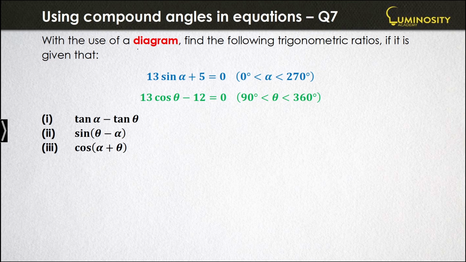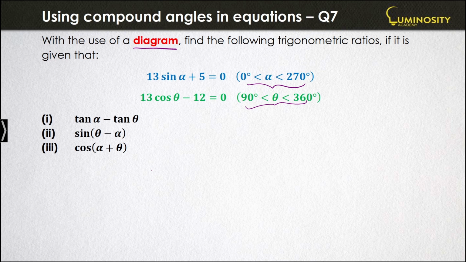With the use of a diagram, find the following trigonometric ratios if it is given that 13 sine alpha plus 5 equals 0, where alpha is in that given domain, and 13 cos theta minus 12 equals 0, where theta is in this given domain. So let's go ahead and sketch those and then work out these questions.